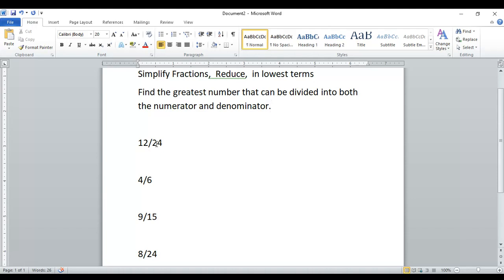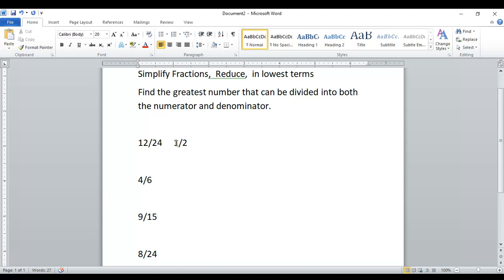Well, I hope you said 12. 12 divided by 12 is going to give you 1. And 24 divided by 12 is going to be 2. So 12/24ths is the same thing as 1/2.